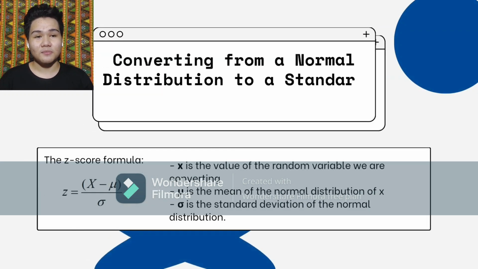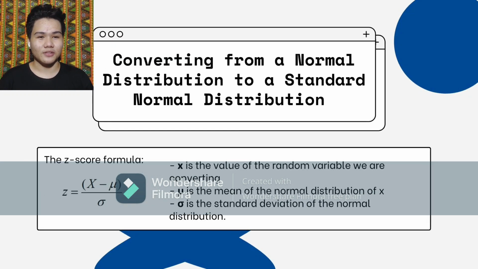Converting a normal distribution to a standard normal distribution. When converting a normal distribution to a standard normal distribution, we use the z-score formula. z is equal to x minus the mean, divided by the standard deviation, wherein x is the value of the random variable we are converting.